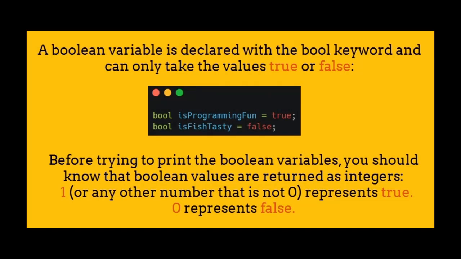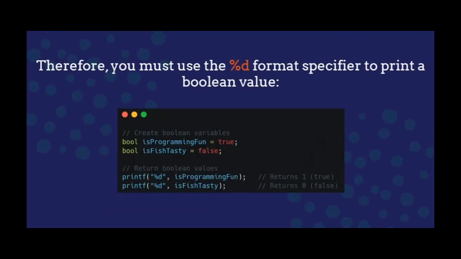Before trying to print the Boolean variables, you should know that Boolean values are returned as integers. 1, or any other number that is not 0, represents true. 0 represents false. Therefore, you must use the %d format specifier to print a Boolean value.